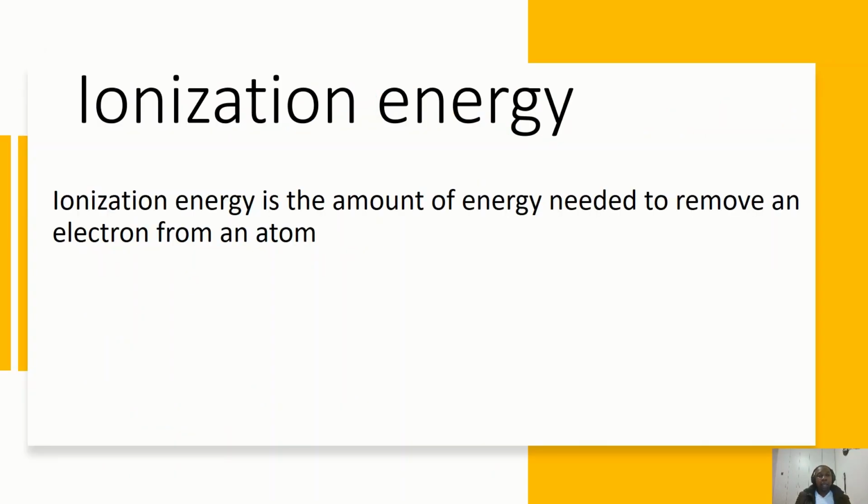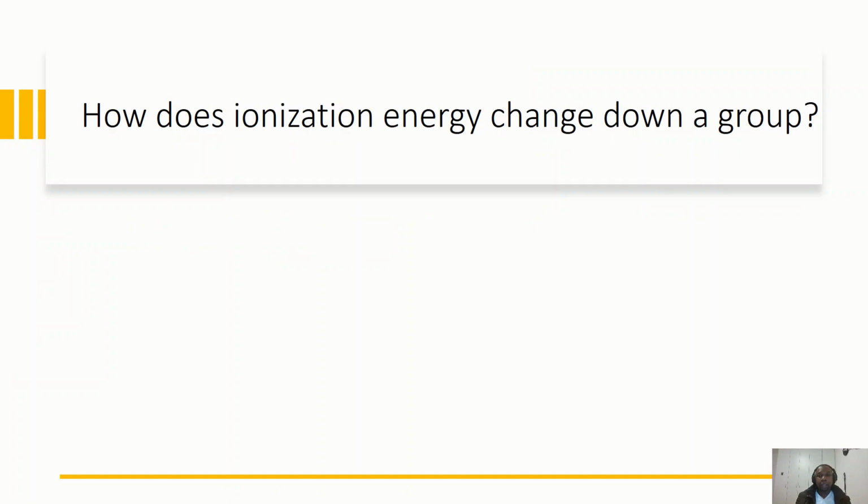So ionization energy is another one that we're going to look at. What is ionization energy? Ionization energy is the amount of energy needed to remove an electron from an atom. Before you can understand the trend, you need to understand the yardstick that you're using. So you need energy to remove an electron from an atom. Let's see how it changes on the periodic table.